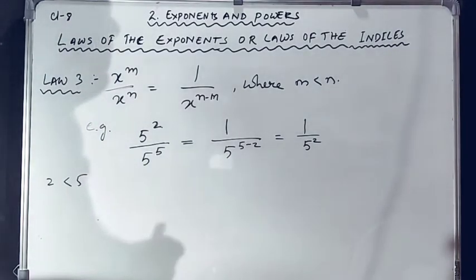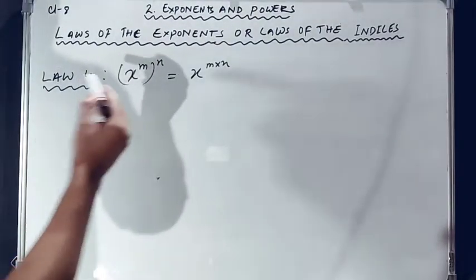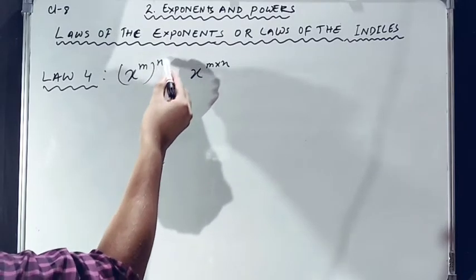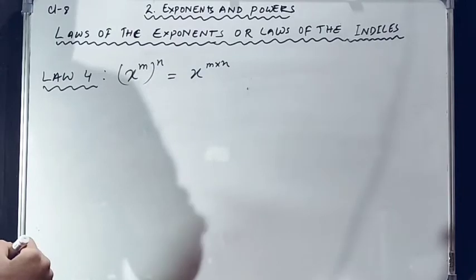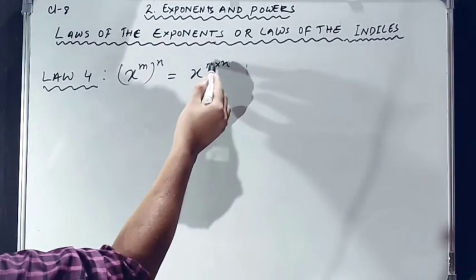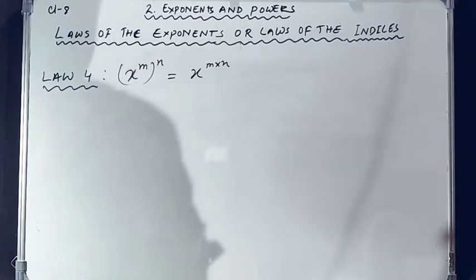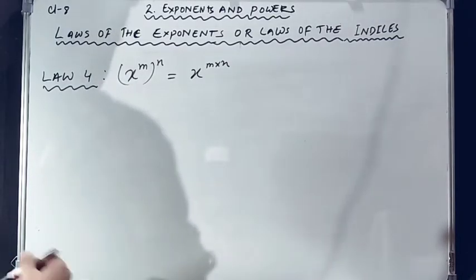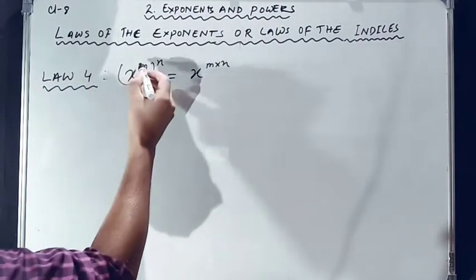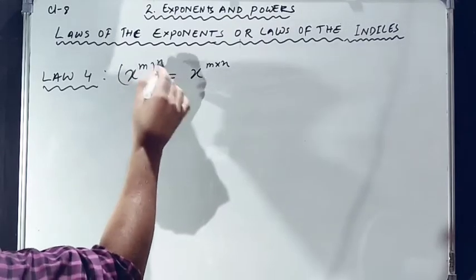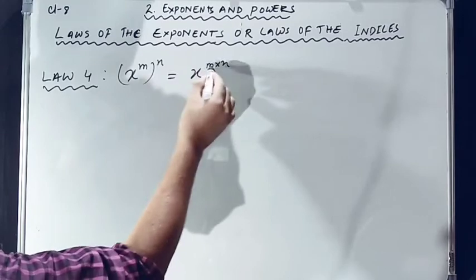Now let us move to law number 4. X raised to the power m whole n is equal to x raised to the power m multiplied by n. Okay. So dear students, when your base is only one, and exponents are two, one is with the x and another is as a whole, right? In that case, what you can do is simply multiply the exponents.